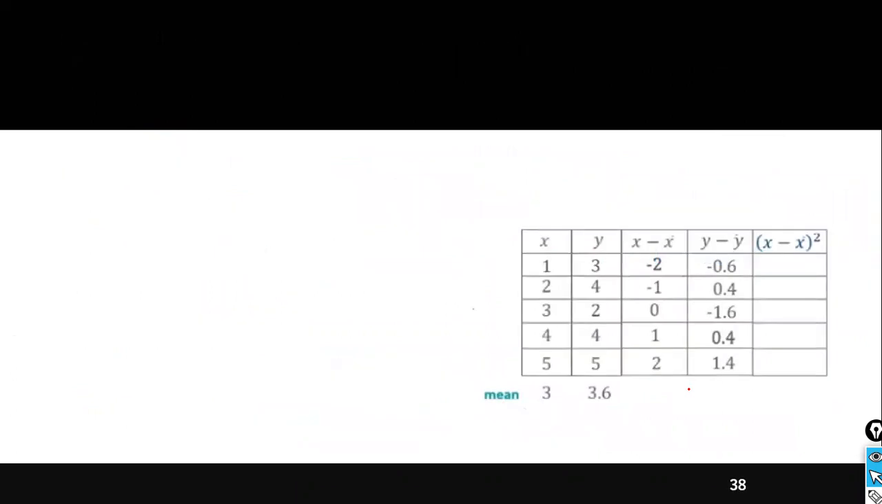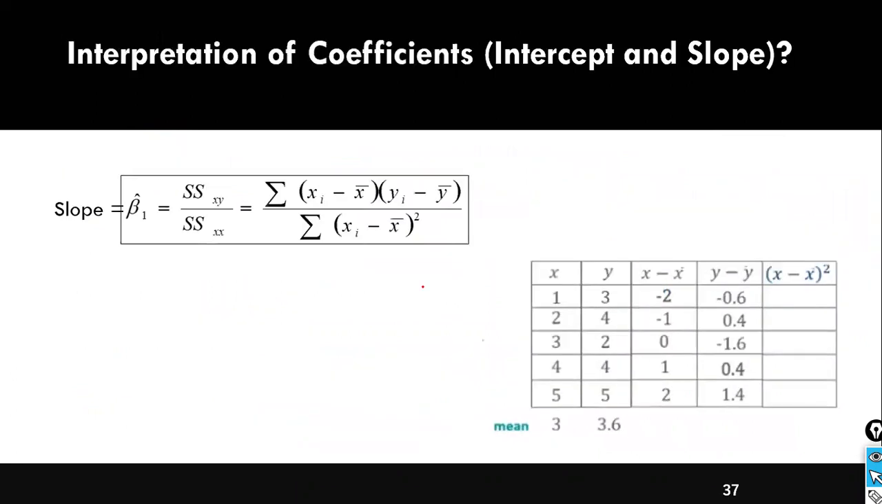If you want to compute it manually, you put your independent variable x values and your dependent variable y values here, with x minus x bar. Find the mean for x and y. If you know the mean for x and y, then x minus x bar and y minus y bar, likewise you can find it out.